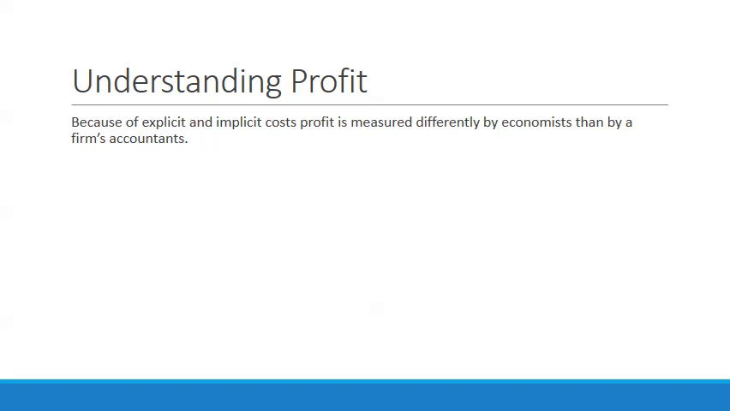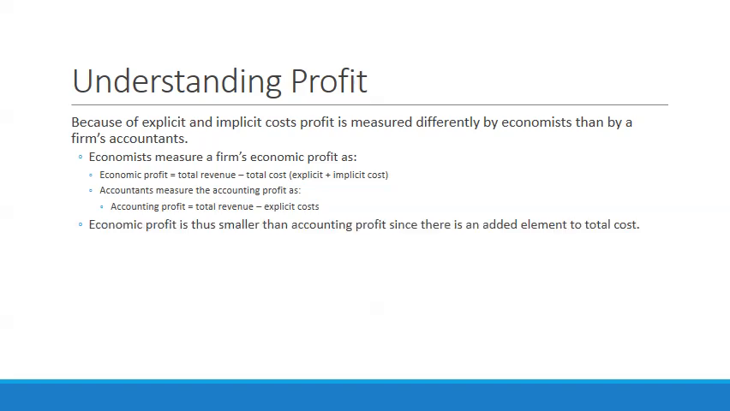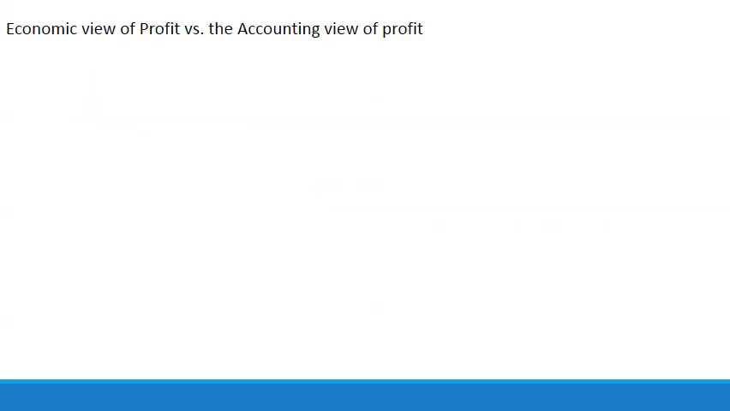Okay, so we want to look at understanding profit. Now, because of explicit and implicit cost, profit is measured differently by economists than by a firm's accountants. Economists measure a firm's economic profit as total revenue minus total cost, explicit plus implicit cost. In other words, from an economic perspective, they take opportunity cost into that measurement. Accountants, on the other hand, measure it as total revenue minus explicit cost because profit is the bottom line. So economic profit is thus smaller than accounting profit since there's an added element to total cost.